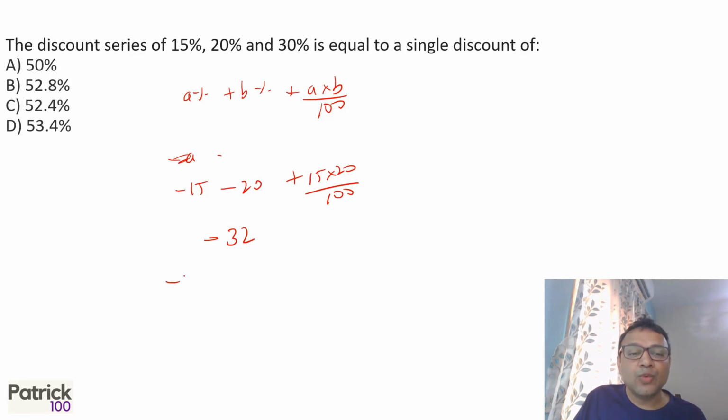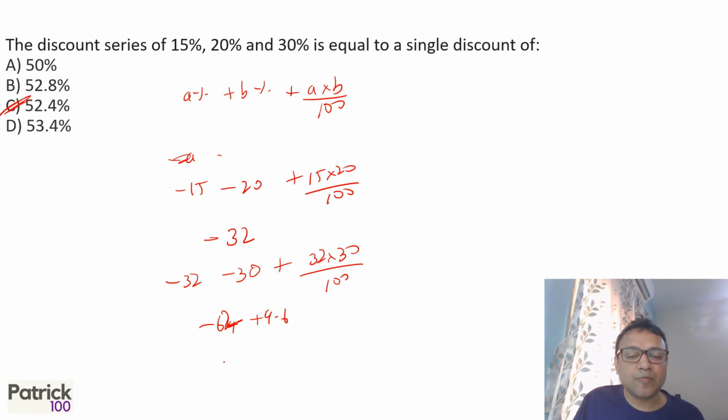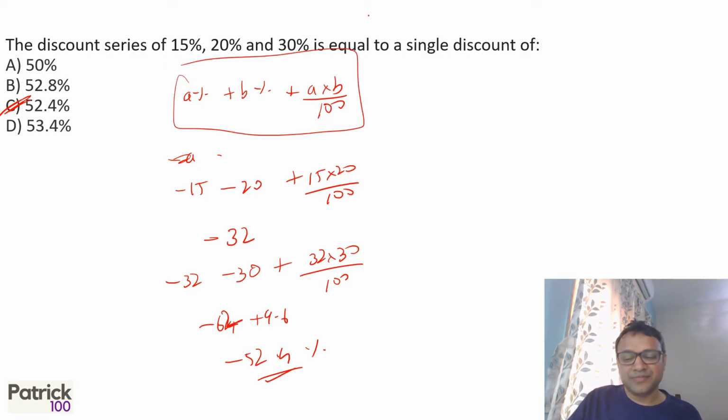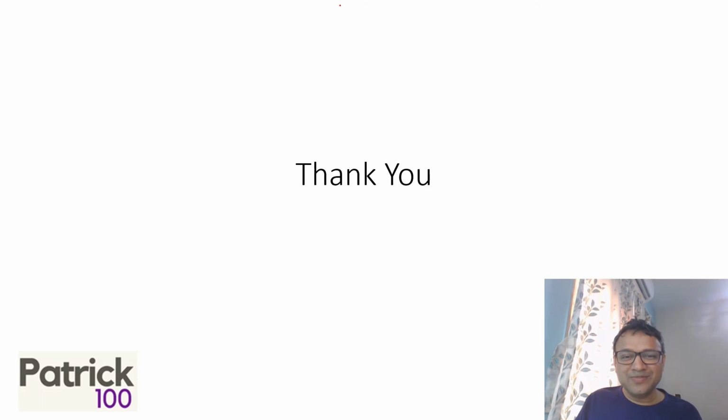Continue with next: minus 32 minus 30 plus 32 into 30 upon 100. If you solve, minus 62 plus 9.6 will give you minus 52.4%. C option. That will be the answer. Right? So you can use this formula a plus b plus ab upon 100. Thank you.